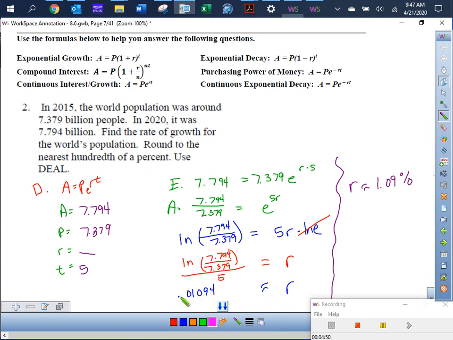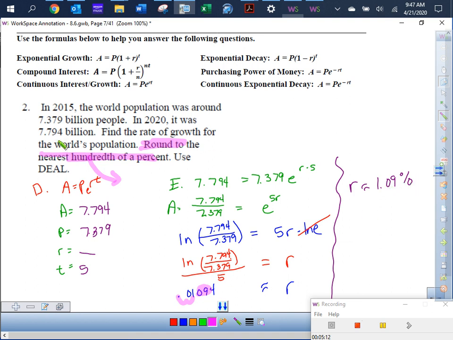R was about 0.01094, but remember they wanted us to round to the nearest hundredth of a percent, so that's 2 decimal places. But you got to move this decimal 2 places in the first place just to turn it into a percent. Then you want 2 spots after that. So that's why I'm calling that about 1.09%.